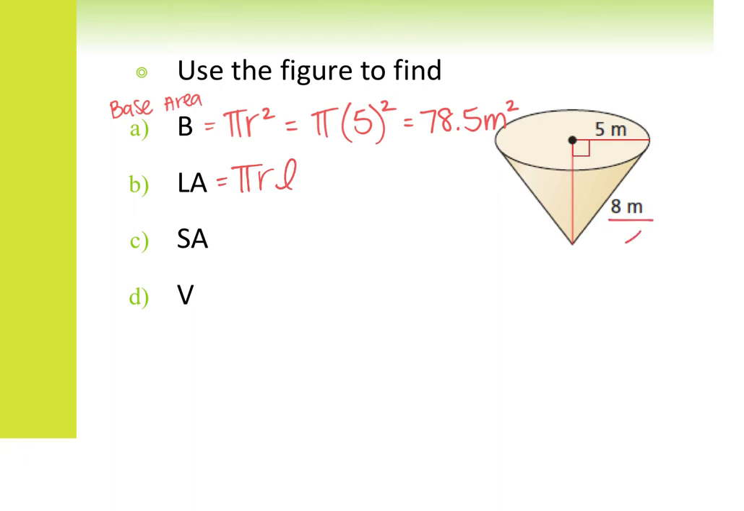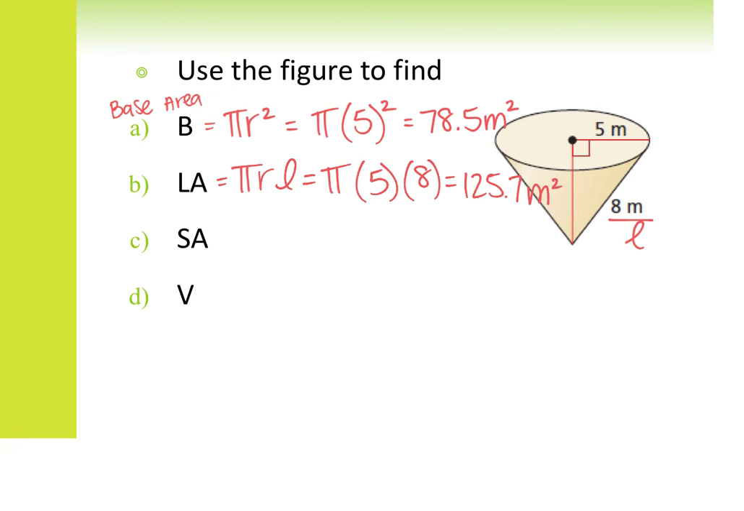So this is our L, okay? So we're going to take pi, we're going to multiply it by the radius, which we already said was 5, and we multiply it by L, which is 8. And let's see what this gives me. It should give me pi times 40, 125.7? 125.7 meters squared.